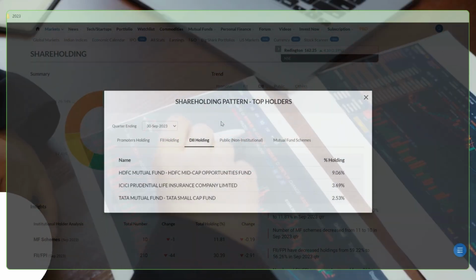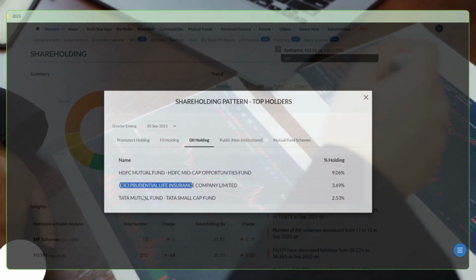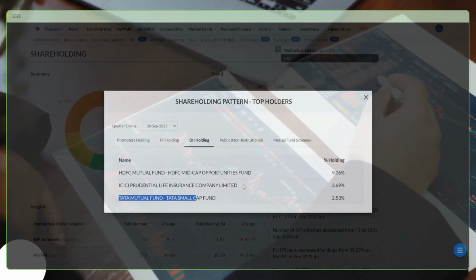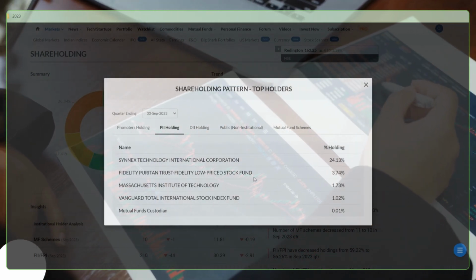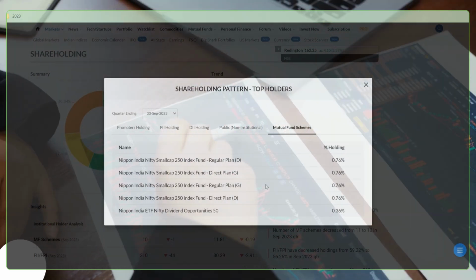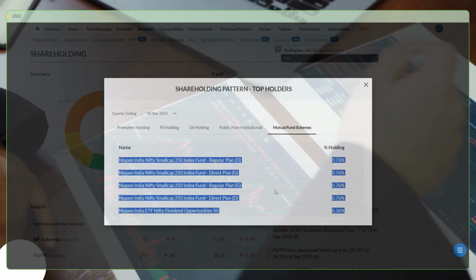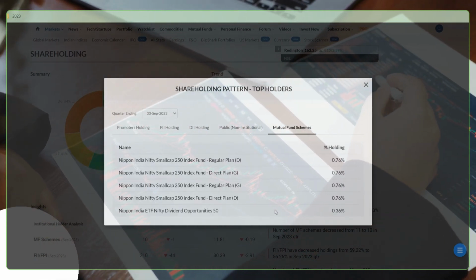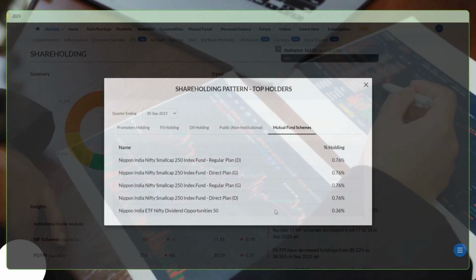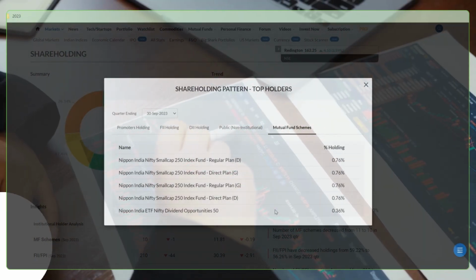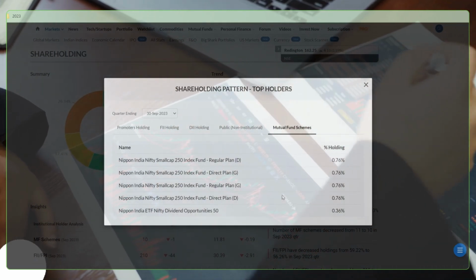So in Redington, HDFC Mutual Fund, ICICI Prudential, Tata Mutual Fund, these companies have invested. In the FIIs category, you can see all the FIIs' details who have invested. There should be mutual fund schemes, so all these mutual fund schemes have invested. So for any company you go to, you should see how many foreign investors and fund investors or institutional investors have invested. So consider that.